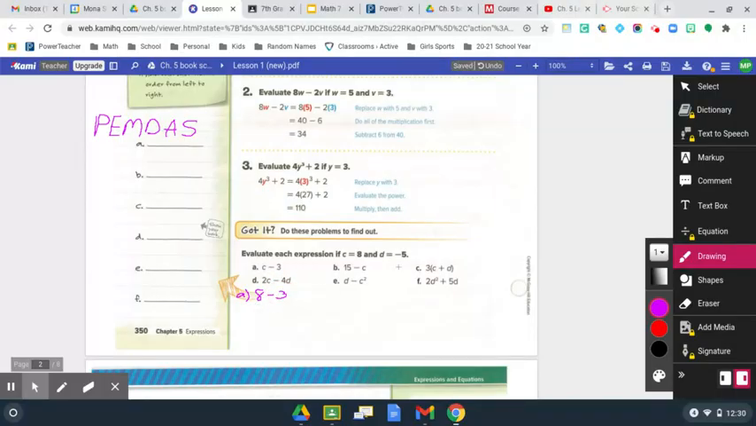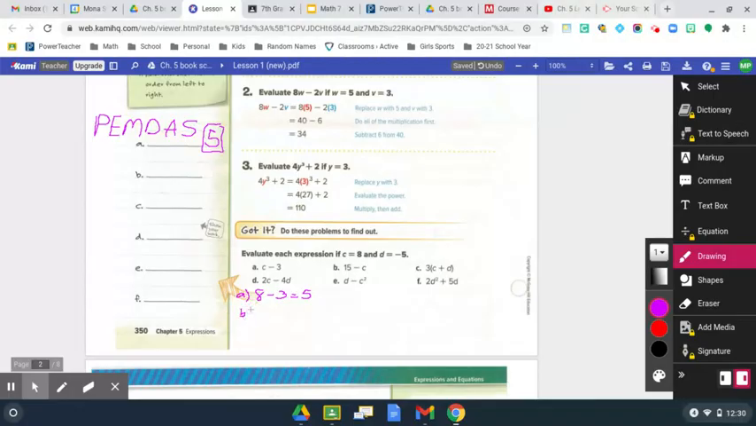So I'm evaluating. I'm substituting that 8 in. 8 minus 3 tells me I have an answer of 5. So for letter A, your answer is 5. And we don't put C equals 5. Remember, these aren't equations. These are expressions. And so when you are given values to substitute into the variables, all you're doing is evaluating it, and you're coming up with one numeric answer, which could be positive or negative.